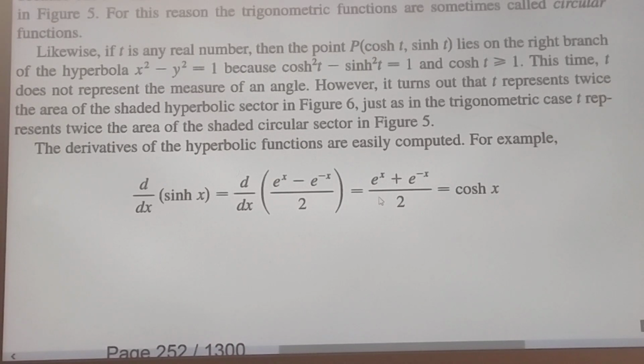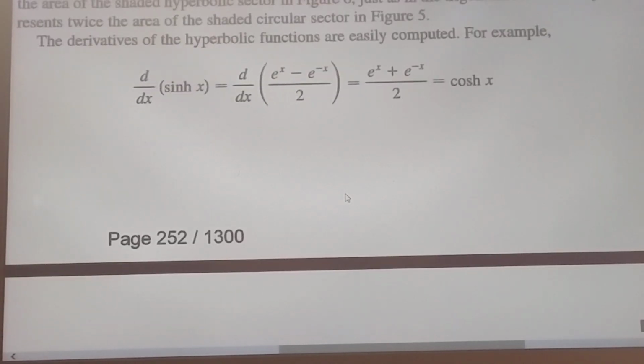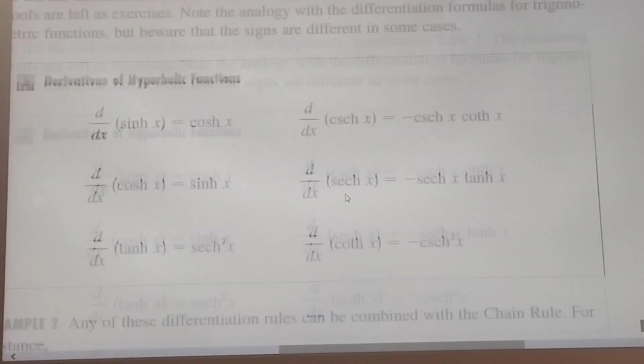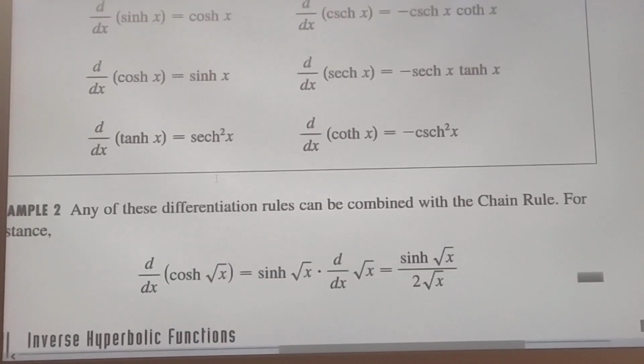What they are just showing us is that when you differentiate sinh x, we are just going to get cosh x. Cosh x, it does not change. Another key point, these are derivatives when you are differentiating. Okay, what is the result there?